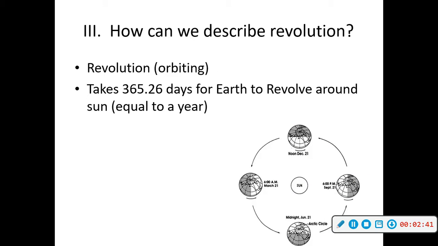Okay, now, revolution, on the other hand, is also known as orbiting. And we orbit the sun every year. And it takes 365.26 days to revolve around the sun. That's 1 year for us. Again, that's why we have leap years. It's this fraction of being 0.26 more, and then the day being a little shorter. If we actually correct with the leap year every 4 years, the calendar will correctly stay in sync.